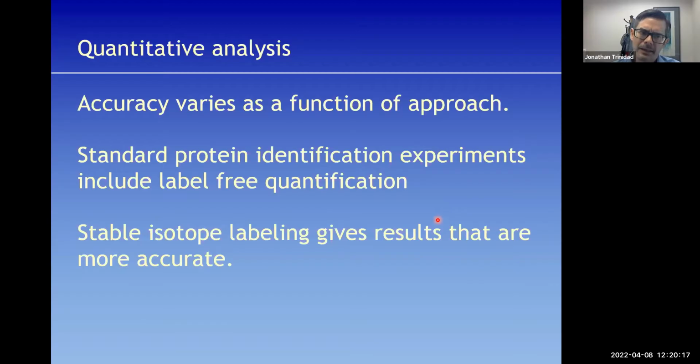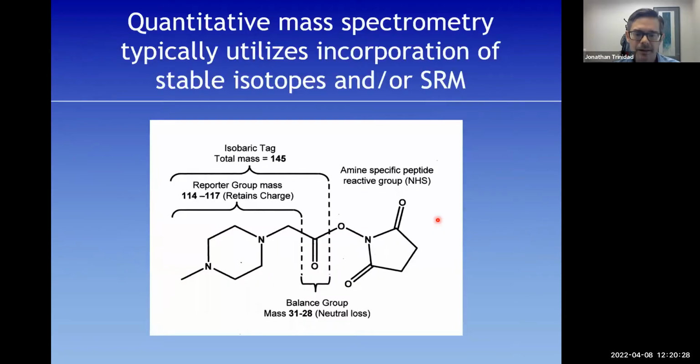I think more commonly, it's hard to speak for the entire field, but more commonly, chemical labeling approaches have really come to the fore because they have a lot of advantages that we'll see in a second, which has to do with their multiplexing. This is an example of something called a tandem mass tag. It's put out by Thermo, but there are other companies who do similar sorts of technologies.